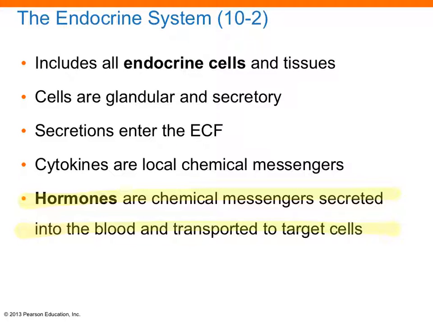Now let's actually begin with the endocrine system. Number 1, it includes all endocrine cells and tissues. It also includes cells that are glandular and secretory. That means they secrete hormones, in this case, or chemical messengers. The secretions enter the extracellular fluid, the ECF, and the cytokines are local chemical messengers. Finally, the hormones are chemical messengers secreted into the blood and transported to the target cells. Make sure you know that. It's highlighted.